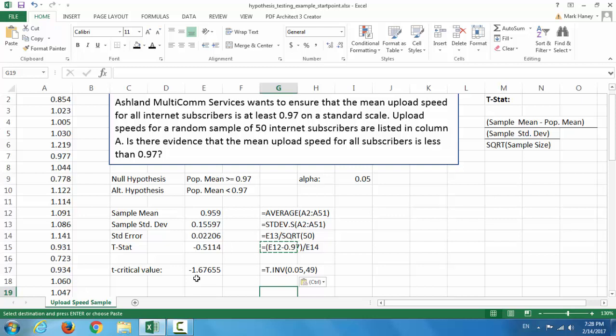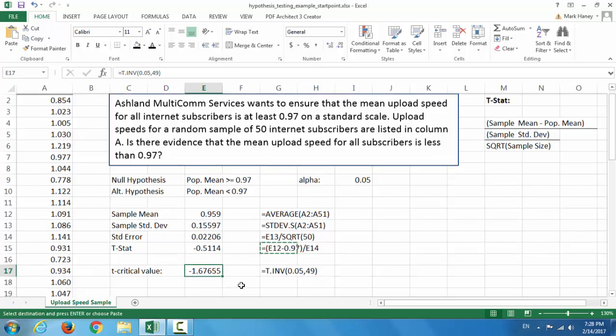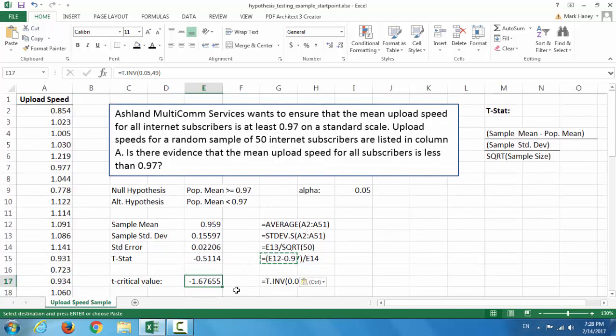So we will only reject the null hypothesis if our t statistic is less than the t critical value. It is not, so we fail to reject the null hypothesis, and we cannot conclude that the population mean is less than 0.97. Now, how would we do this with the p-value approach?